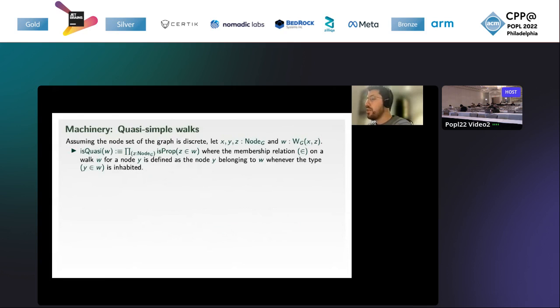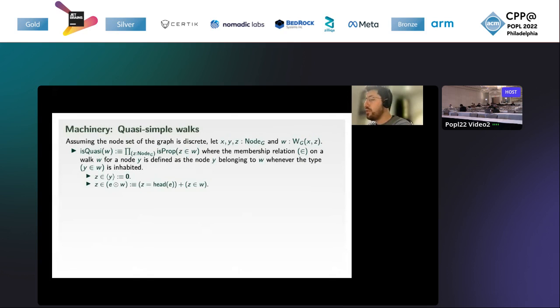Alright, so being quasi-simple for a walk is a proposition that says that for every node in the graph, the fact that the node belongs to the walk is a proposition. This membership relation of a node in the walk is not the traditional one. I define this by induction on the structure of the walk. We have two cases.